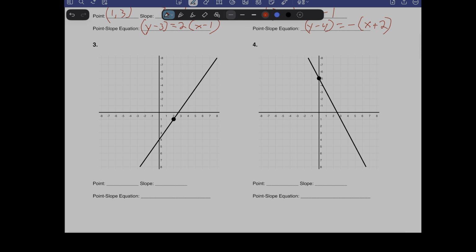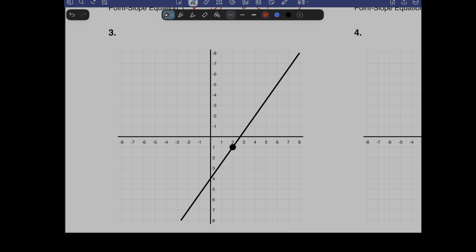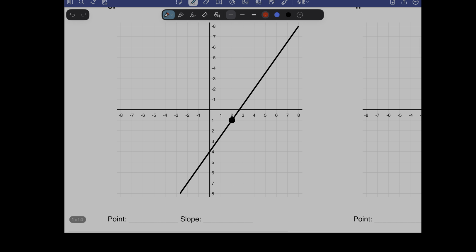I'll just focus on this one. So on this one, the point is 2, -1. Okay, so my point is 2, -1. How about a slope here? Well, go up 1, go up 2, go up 3 over 2. Up 3 over 2. So my slope is going to be 3 over 2.